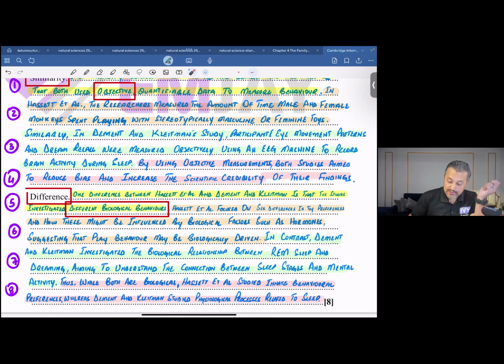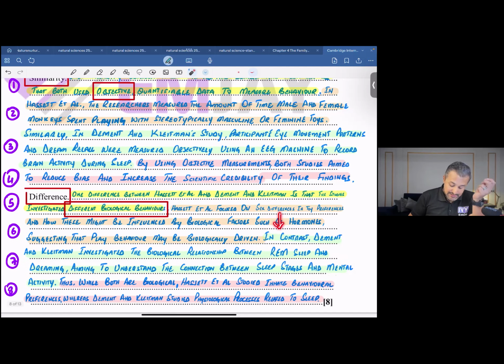Hassett et al. focused on sex differences in toy preferences and how these might be influenced by biological factors such as hormones, suggesting that play behavior may be biologically driven. In contrast, Dement and Fleetman investigated the biological relationship between REM sleep and dreaming, aiming to understand the connection between sleep stages and mental activity. So, do you see how there's a particular pattern that we're following, right?